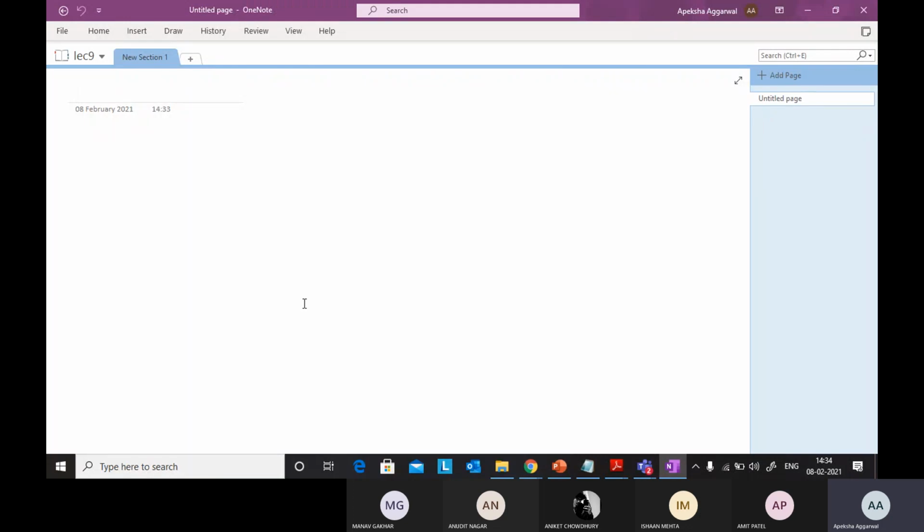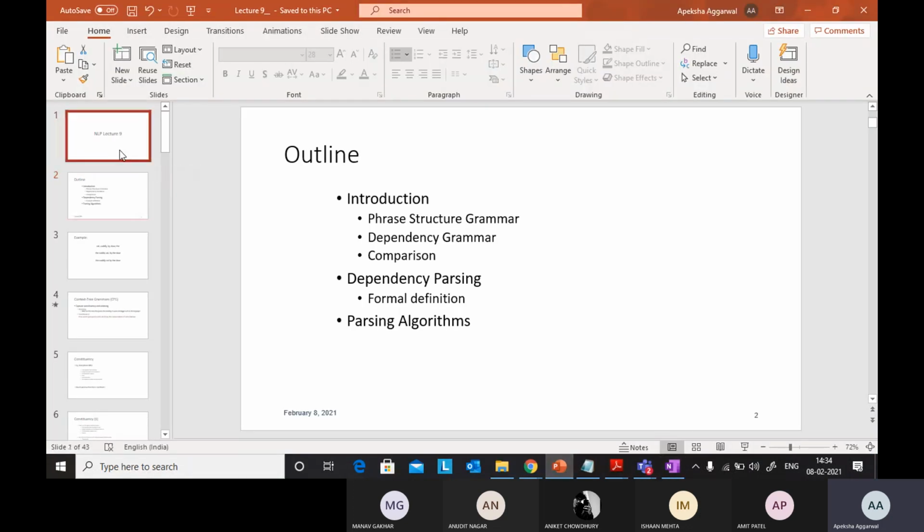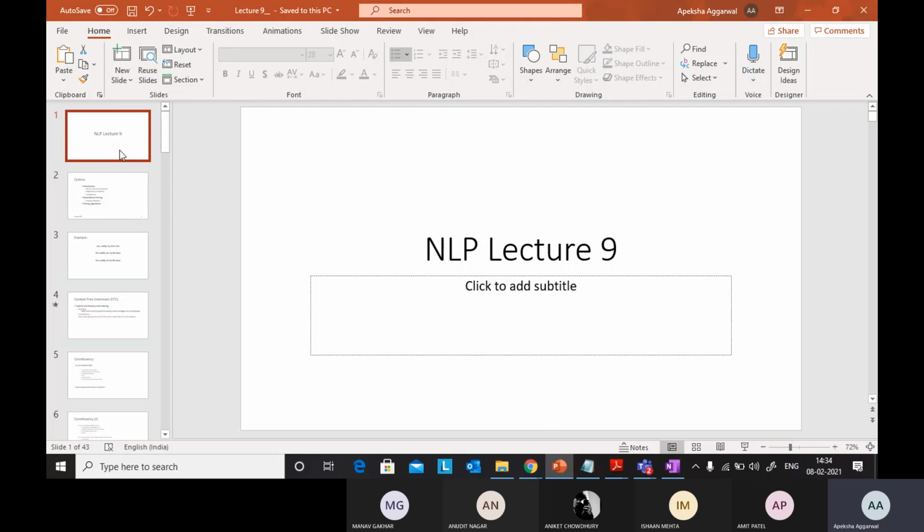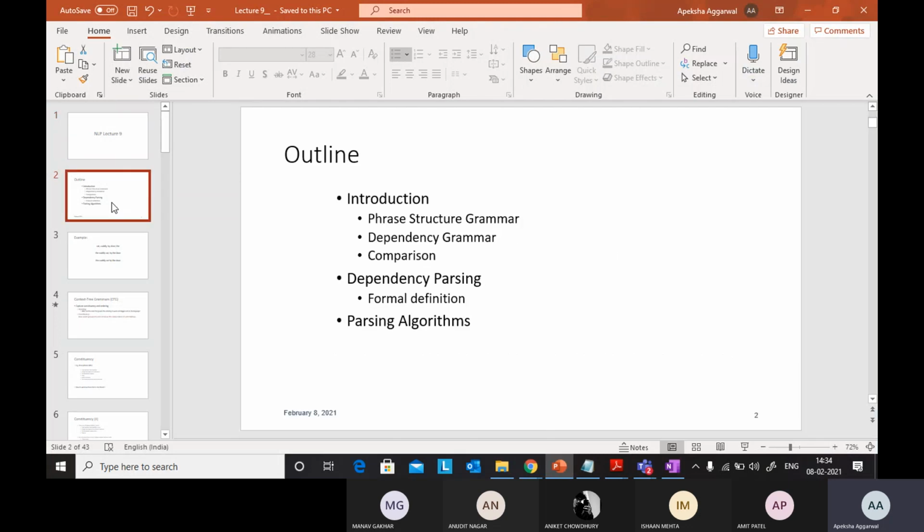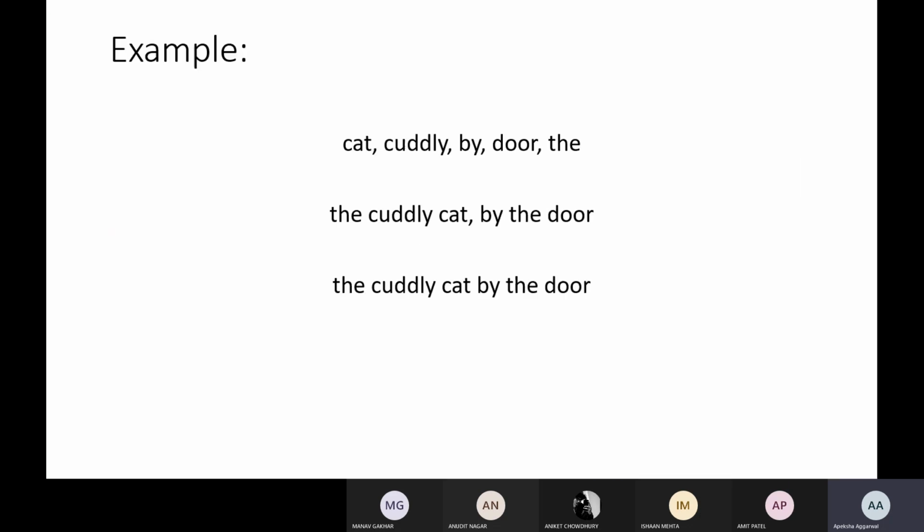Okay, so what we are going to study is dependency parsing, and the following topics will be covered over here. So we are going to know about phrase structure grammar, not about dependency one, and we'll see how to parse a sentence into different phrases. Now let's have a look at this example.